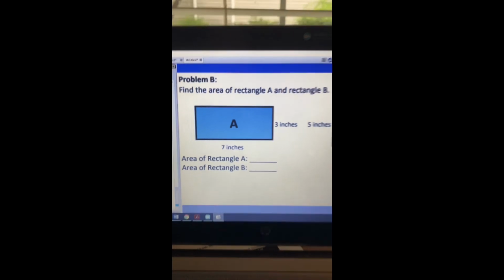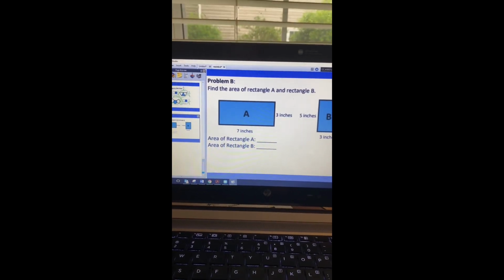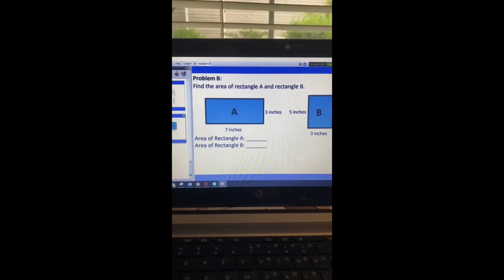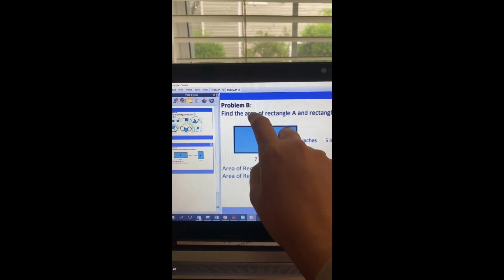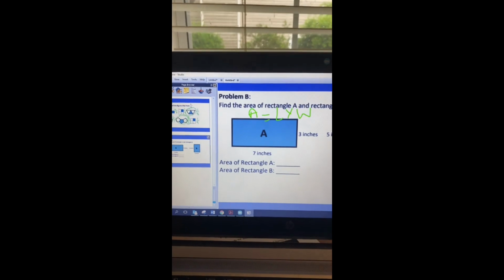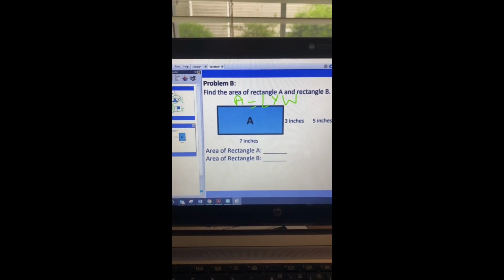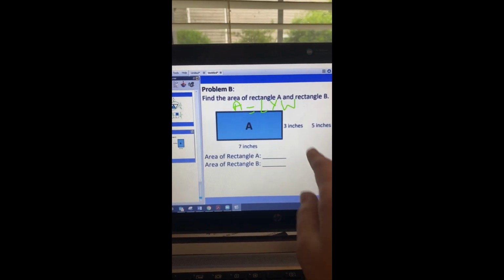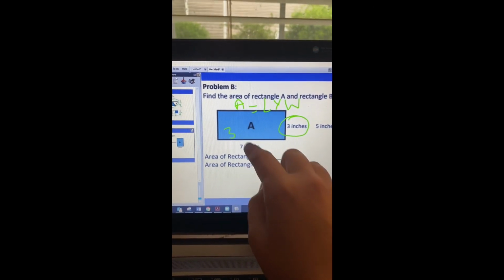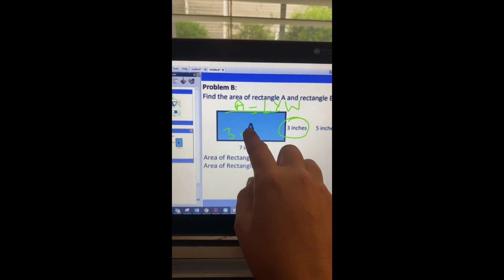All right, now we're moving on to reviewing area. We're finding the area of rectangle A and B. Area is what we finished up a little bit before we left school this year. Remember, you find area by multiplying length times width. The length is how long something is, and here we see that this is 3 inches. The width is how wide it is, and we see that this is 7 inches.